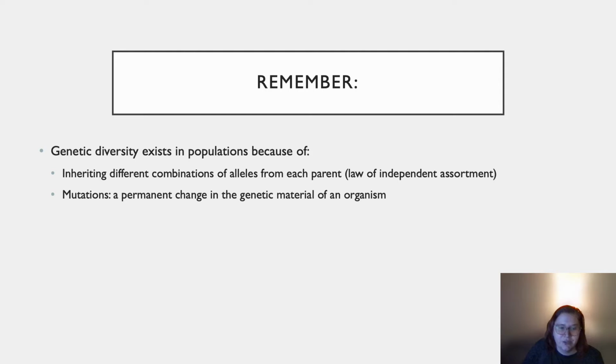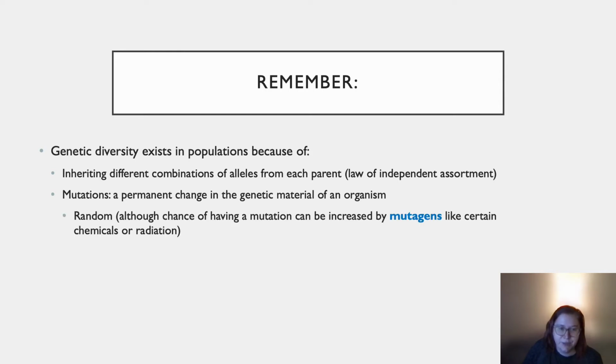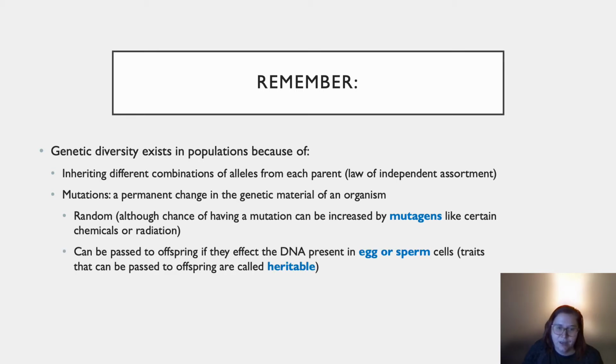Mutations are a permanent change in the genetic material of an organism. Mutations are random, although you can increase the chance of having a mutation if you're exposed to a mutagen, like certain chemicals or radiation. Mutations can be passed to offspring if they affect the DNA that is present in egg or sperm cells. So if they happen in cells that undergo meiosis, then they will be passed on to the offspring. And we say that traits that can be passed on to the offspring are heritable.